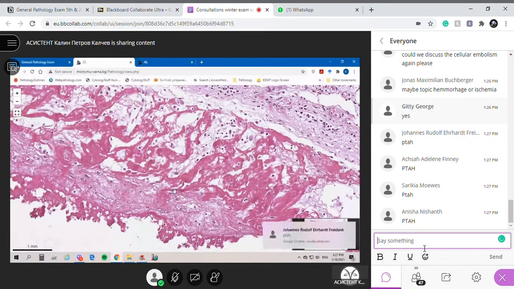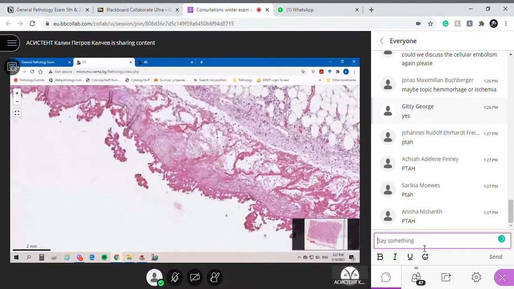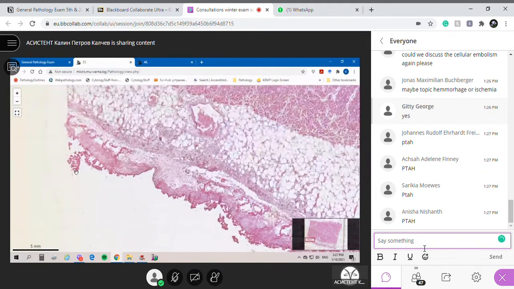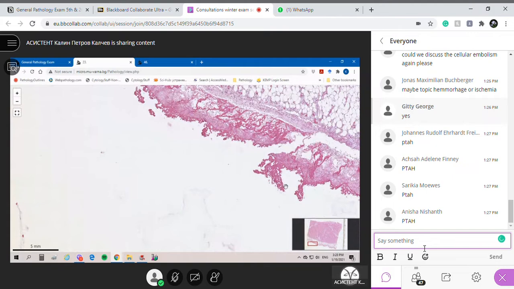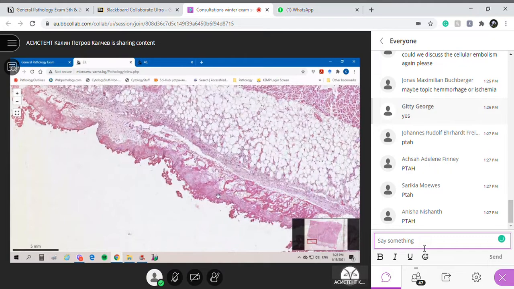Yes, PTAH is the staining that you have to use for fibrin. And this fibrin, you see, it has multiple protrusions. In some areas, these protrusions may look like hairs. That's why we call that hairy heart, or cor villosum in Latin.